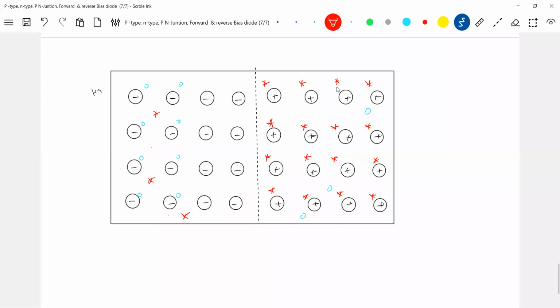The same way as what we discussed earlier, the movement of ions, the movement of majority carriers. Similarly, what happened? We have to give an explanation here.